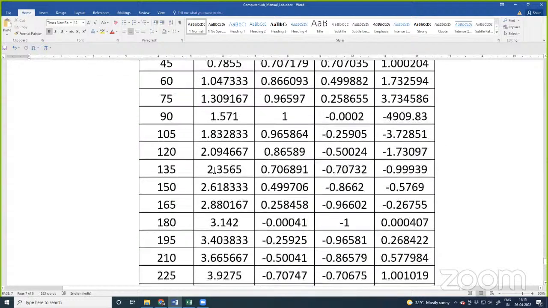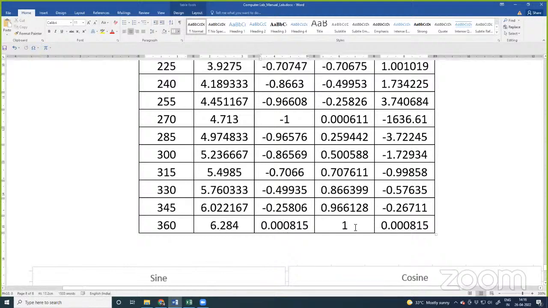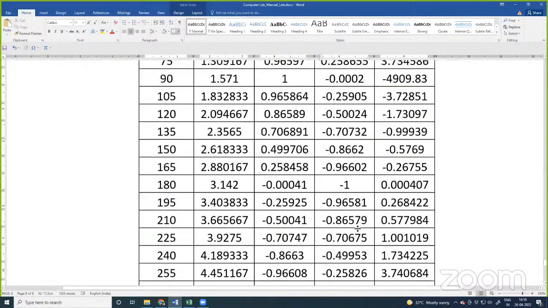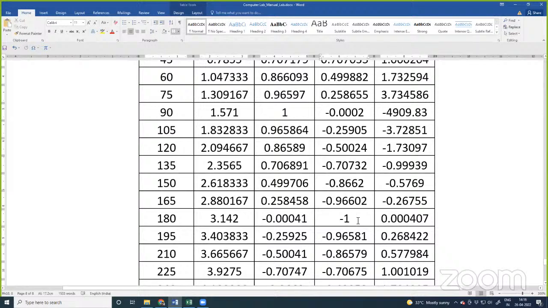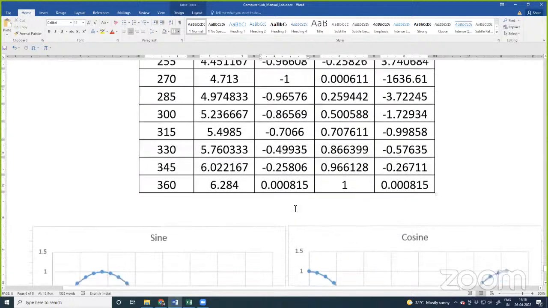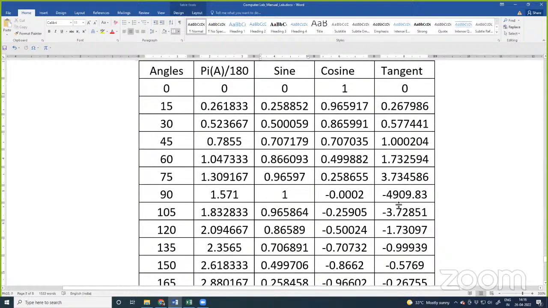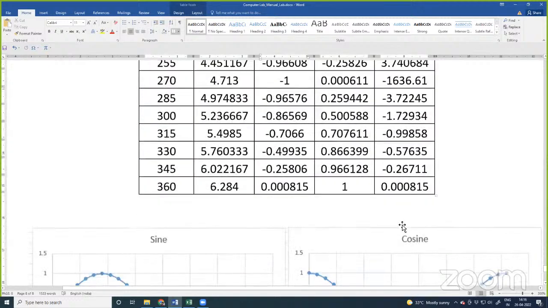If we extend this up to 360, it doesn't matter, you'll get a good tabular column of this kind. This is in radians, this is in degrees, and these are the values. Cos 360 is 1, cos 180 is minus 1, and sine 90 is 1, sine 180 is 0, sine 270 is minus 1, sine 360 is 0. Tan 90 should be some other relative value, and like that you can go for the plotting of the tan also.